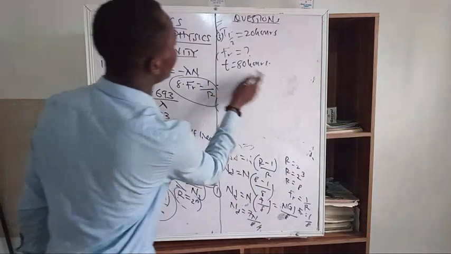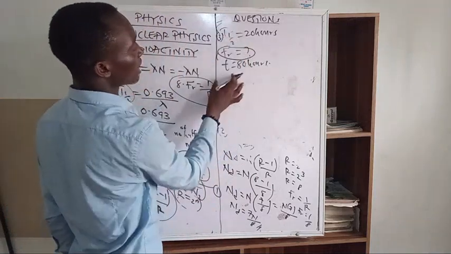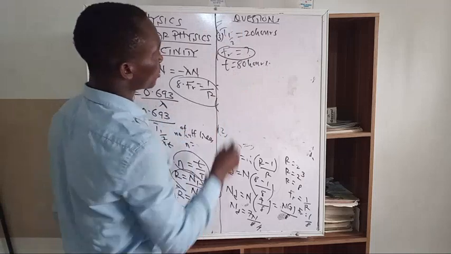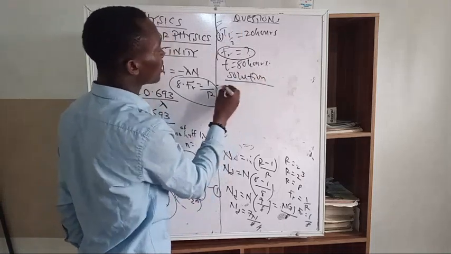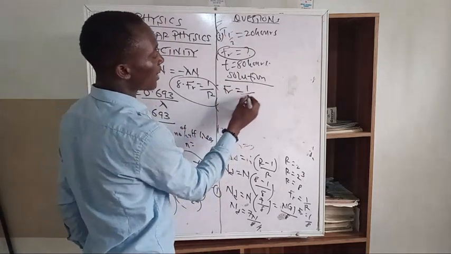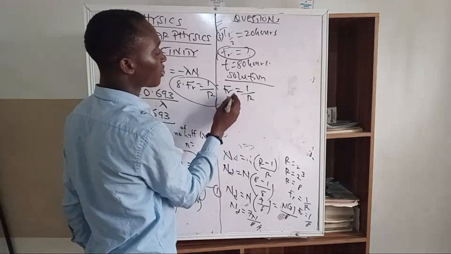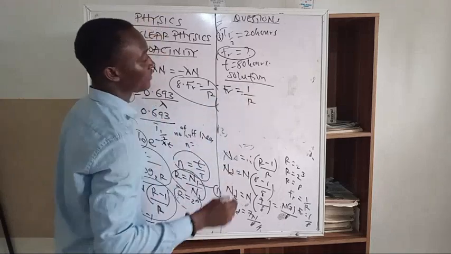So if this is the case, I'm looking for the fraction of atom remaining, and the half-life was given, and the time taken is also given. So what's going to be the solution here? I'm looking for FR, and the formula for FR is 1/R, the fraction of atom remaining, 1 over the disintegrating ratio. So 1/R. How do I calculate the value of R?